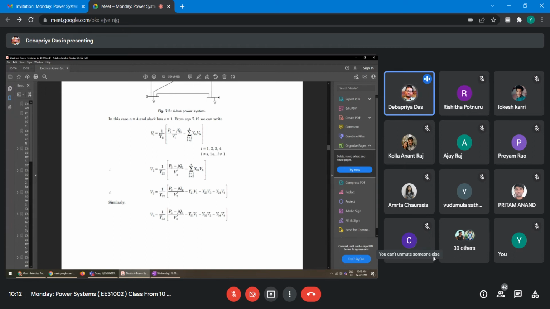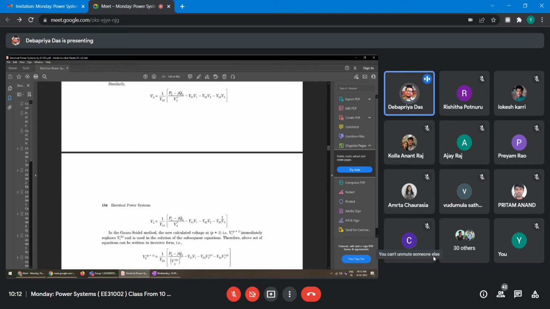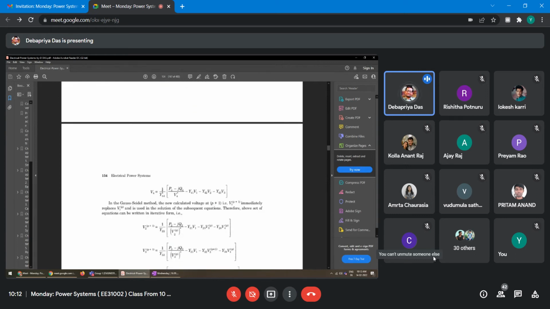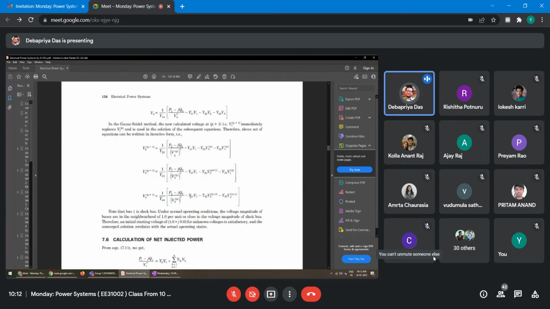Similarly, when I is equal to 3, V3 will be 1 upon Y33 times (P3 minus jQ3 upon V3 conjugate) minus Y31 V1 minus Y32 V2 minus Y34 V4. Similarly, V4 is equal to 1 upon Y44 times (P4 minus jQ4 upon V4 conjugate) minus Y41 V1 minus Y42 V2 minus Y43 V3. Right, now Gauss-Seidel is an iterative method.